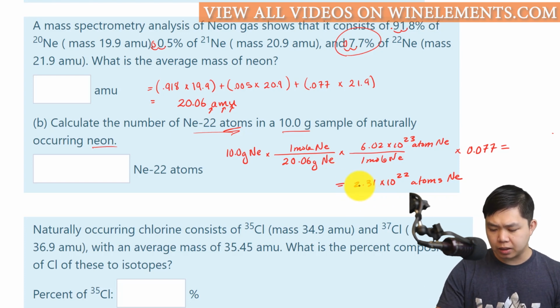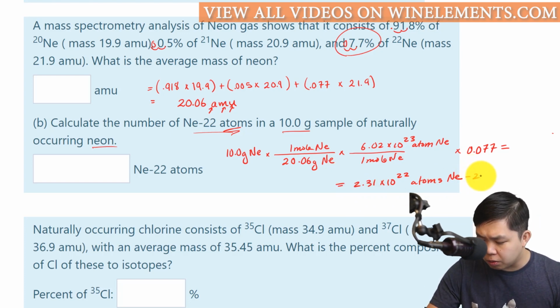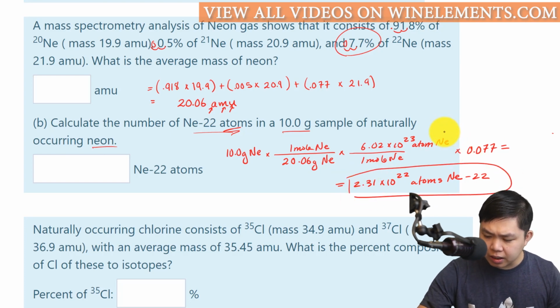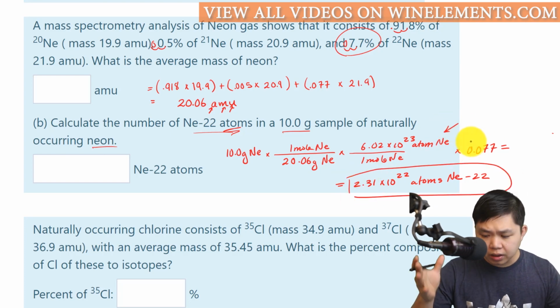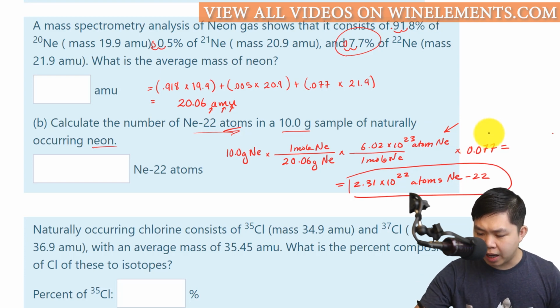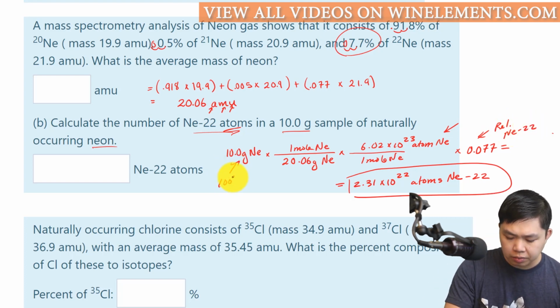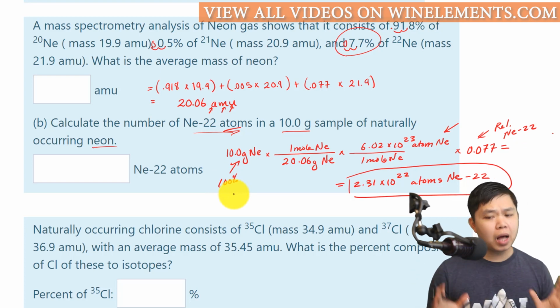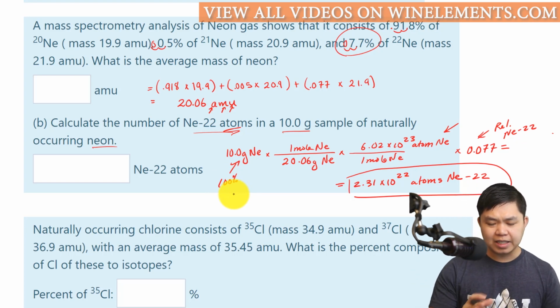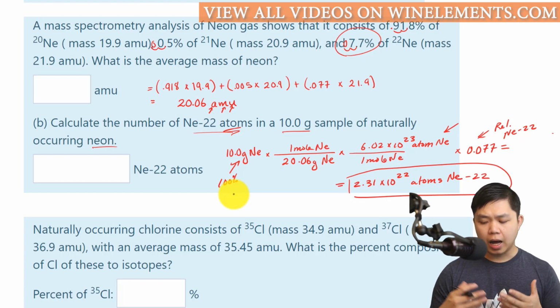Now this is neon-22, so keep that in mind. This is neon of all the neon isotopes, but here we have the relative abundance that belongs to neon-22. And this is the 100% of the sample. So that's how we apply relative abundance and sample to calculate the number of atoms of specific isotopes.